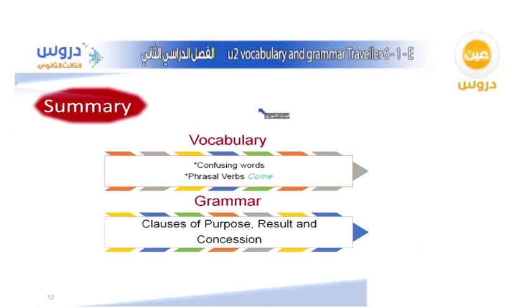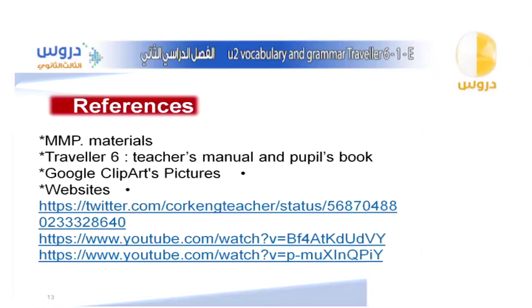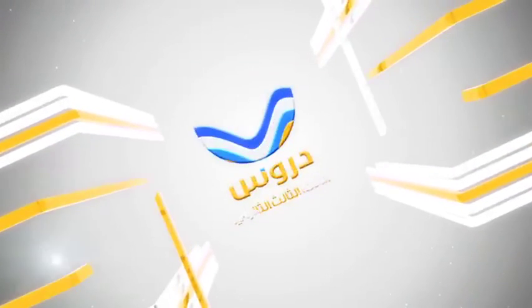Here we go with the summary of our lesson. We started with the confusing words like transmit, transfer, if you can remember that. And then we moved to the word come as a phrasal verb, come in, come out, for example. Then we moved to the grammar clauses, and we watched the video about clauses of purpose, result, and concession. If you have any questions about the lesson or materials, here we go to the references.